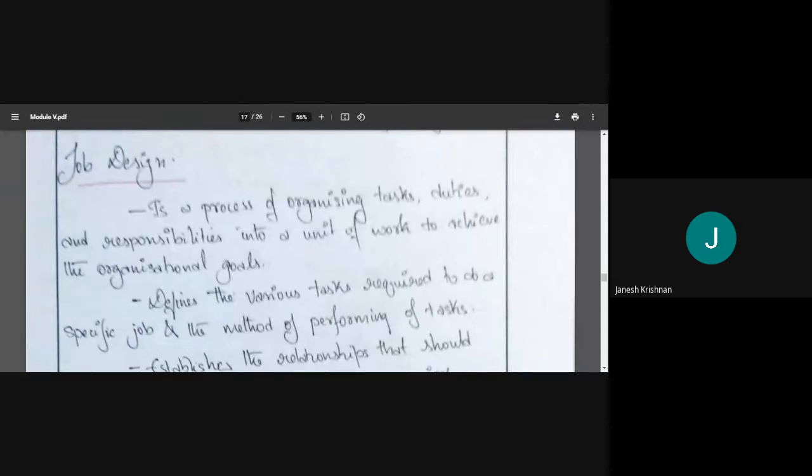The right job. What is the job? We have to understand, right? So one of the important things is job design, right? So what is job design? Job design is a process of organizing tasks, duties, and responsibilities into a unit of work to achieve the organizational goal, right? So what are we doing? We are organizing the duties, the tasks, and the responsibilities into a unit.